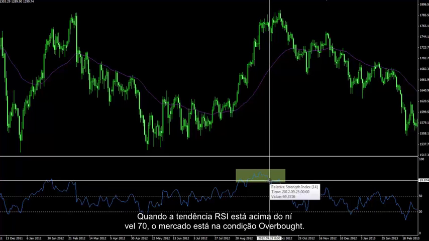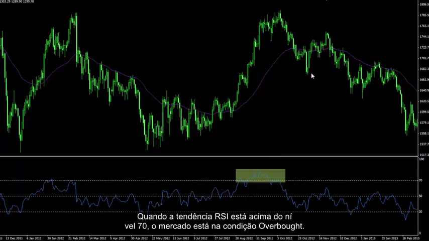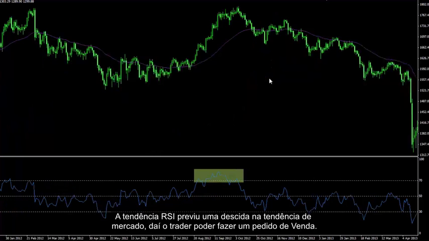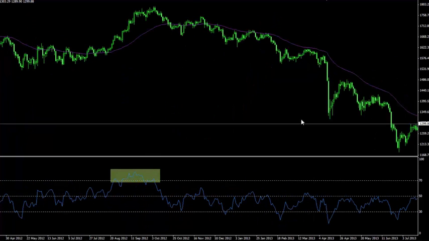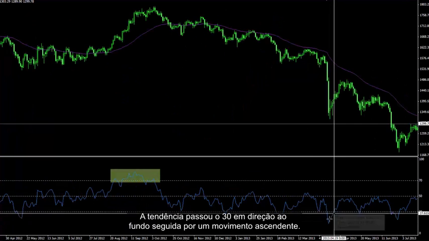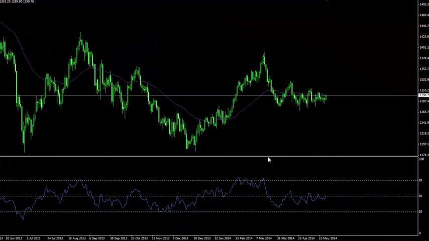When RSI trend is over level 70, market is in an overbought condition. RSI trend forecasted a downward market trend. Thus, a trader could place a sell order. Trend has passed 30 towards the bottom, followed by an upward movement. When it passed level 30, a trader could place a buy order on this symbol.